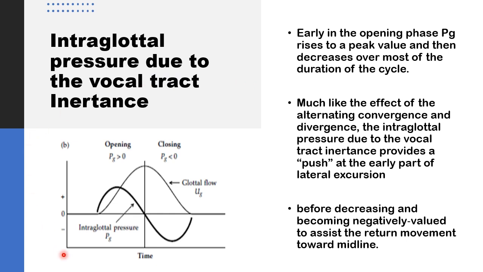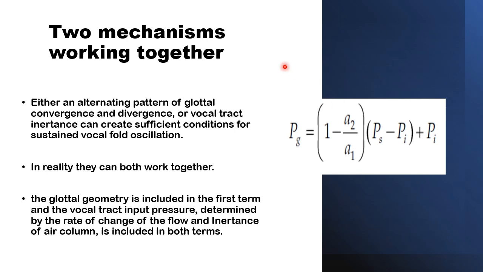Now again, this graph sums it all. It sums up the changes in the intraglottal pressure that are due to the inertance of the vocal tract air column. We have been through a similar graph for the changes of the intraglottal pressure due to the convergence and the divergence of the glottal entry and exit surface area. And as we can see here, the intraglottal pressure is again positive in the opening phase, and negative in the divergent and closing phase, and it reaches a 0 point between the changes in the opening phase and the changes in the closing phase.